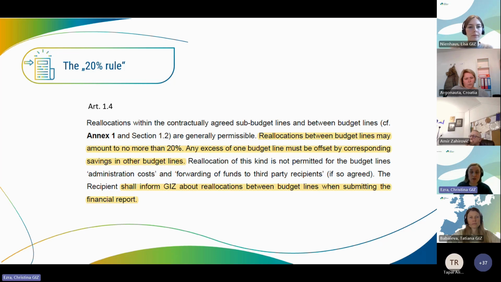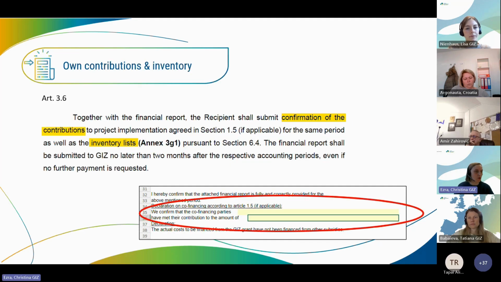In any case, we recommend that you consult with your financial advisor at EUKI before shifting to avoid mistakes, especially if this affects the staff costs. Also, you have, in any case, to report your shifts as part of your financial report. The next point is own contributions and inventory.